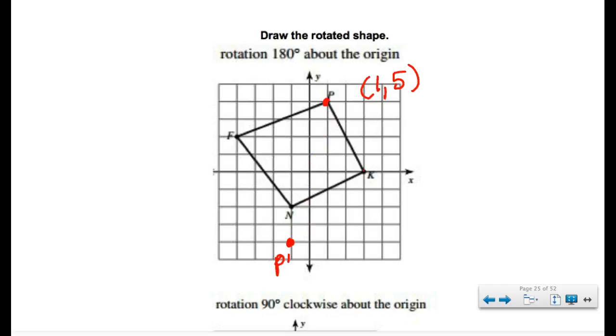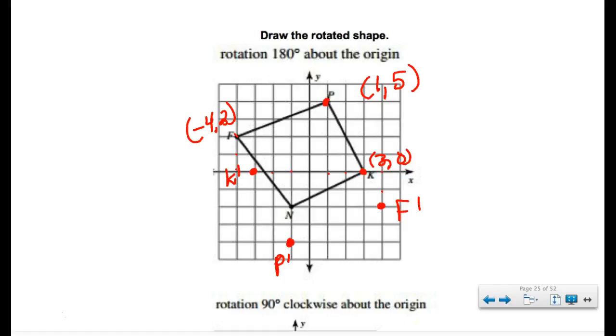We're going to take K and do a 180. K is sitting at 3, 0. So it's going to go to -3, -0, and I'm going to call that K prime. F is at -4, 2, so it's going to get mapped to the opposite, 4, -2. I'll go over here, and I'll call it F prime. They're all just going straight through the origin to the opposite side.